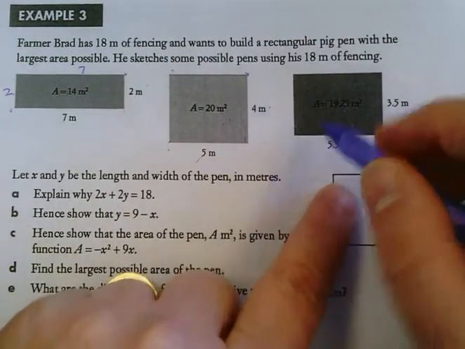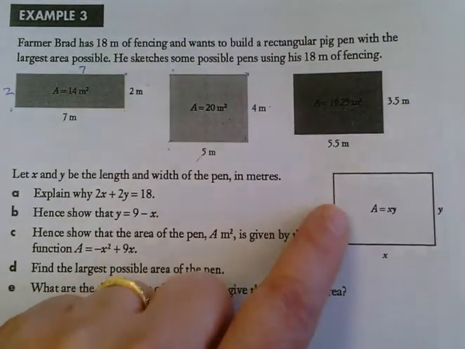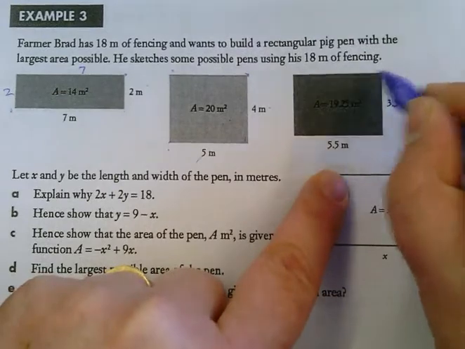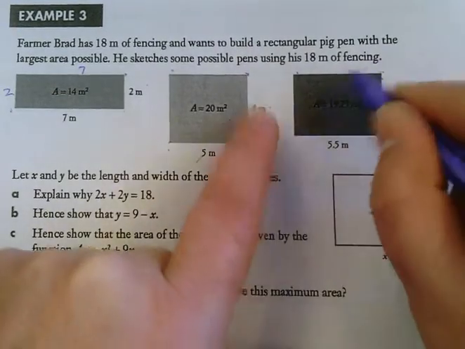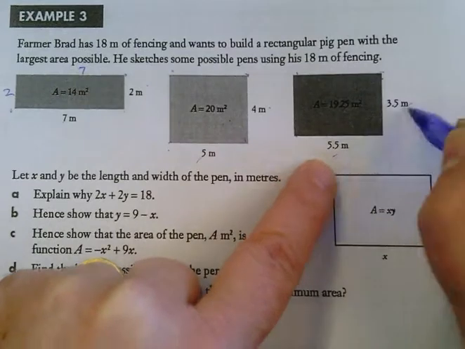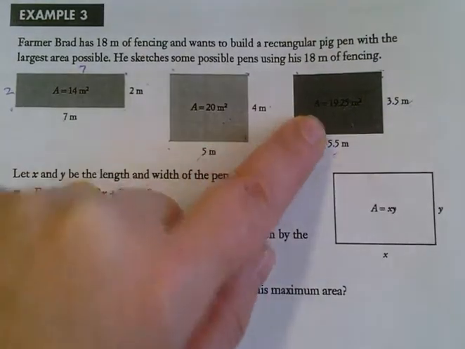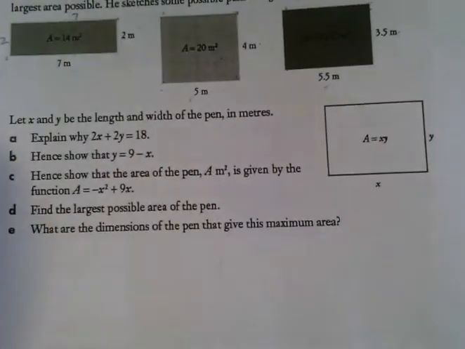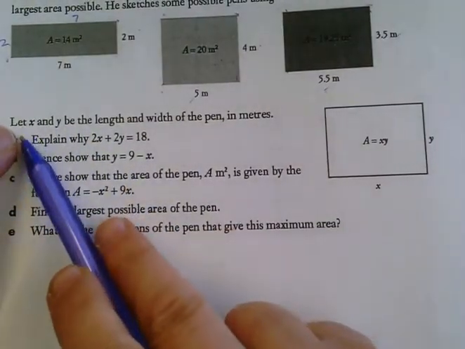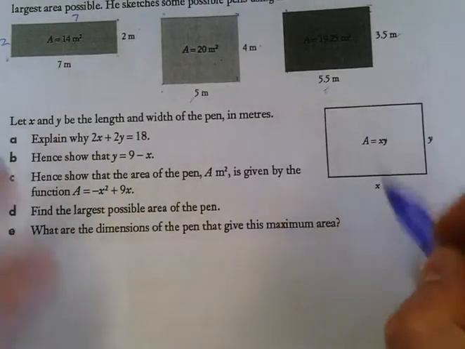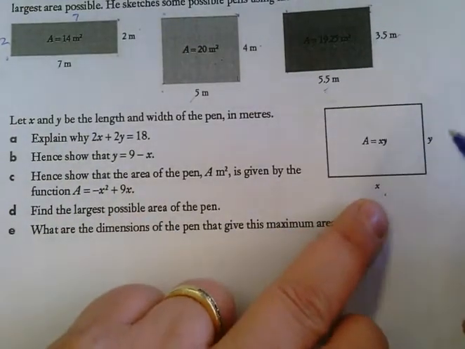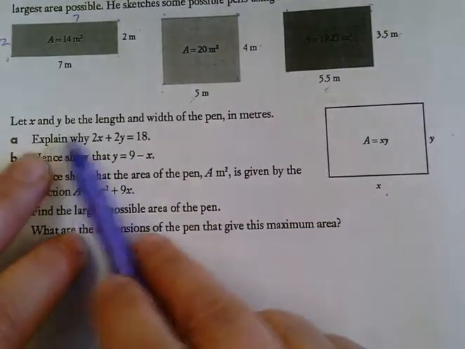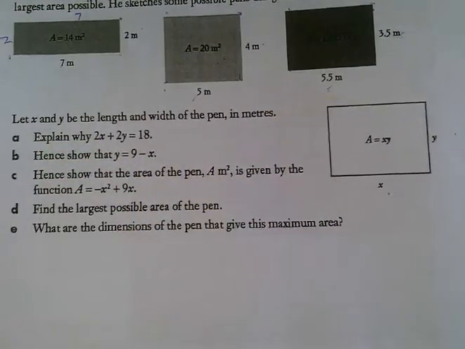Or he could do, doesn't have to have whole numbers, he could do decimals. 5.5 and 3.5 is 9. 5.5 and 3.5 is also 9, so the perimeter here is 18, but the area is 5.5 times 3.5, which is 19.25. Now, you can't sit there and guess and check. Takes too long, and you probably won't even get the right answer because it'll be a decimal. The way we do it is we let x and y be the length and the width of the pen.